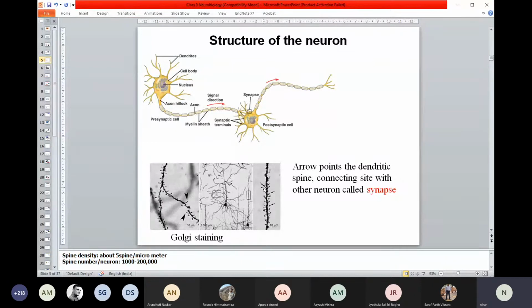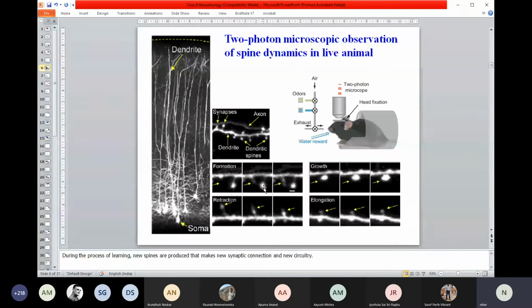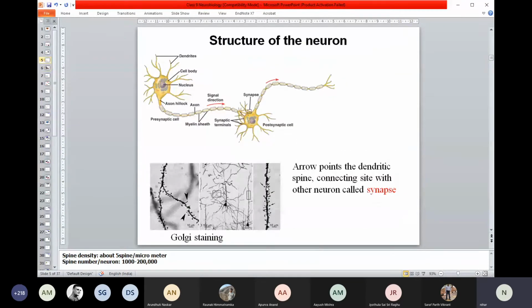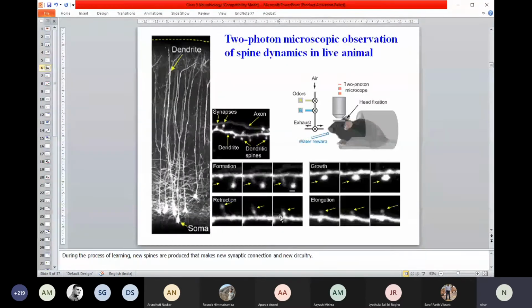Anyway, this is the power of the Golgi stain, a very old stain. And now I'm showing you today's era. Nowadays, you can visualize the dendritic spines that you saw here in a live animal, a live species, by using a microscope called the two-photon microscope that we have in our IIT.